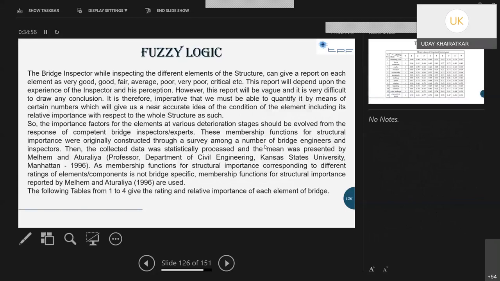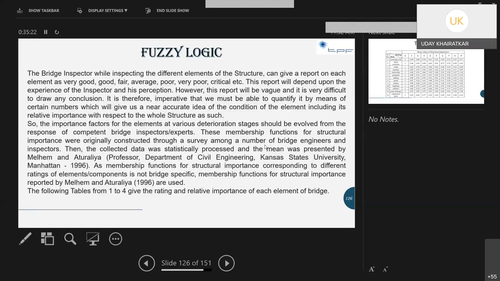The bridge inspector, inspecting the different elements of the structure, can give a report on each element as very good, good, fair, average, poor, or very poor. This report will depend upon the experience of the inspector and his perception. Always, whatever his perception, his idea of the condition of the bridge, that will be mentioned. This report will be vague and it's very difficult to draw any conclusion.